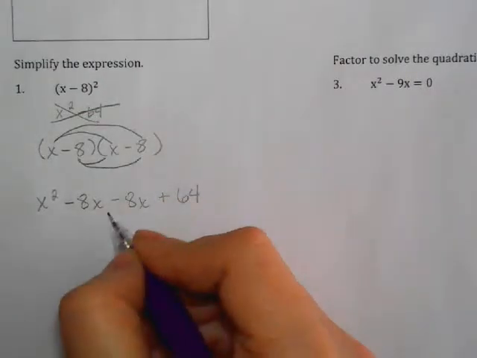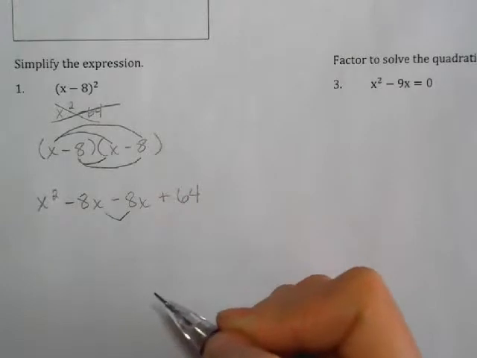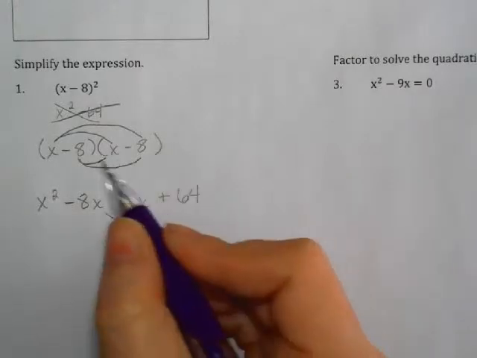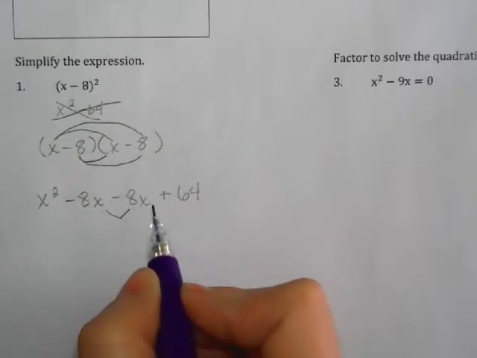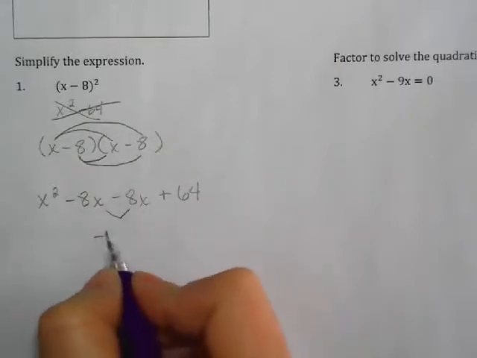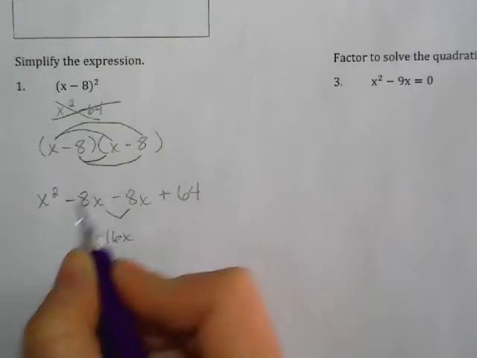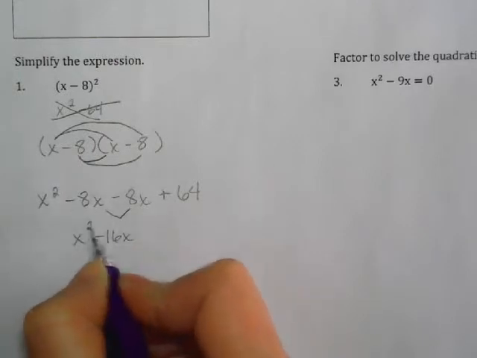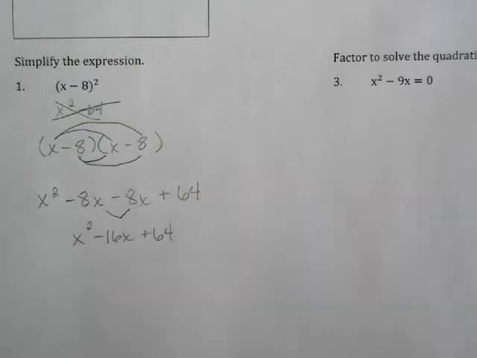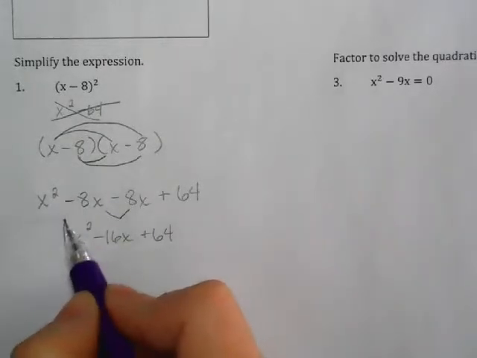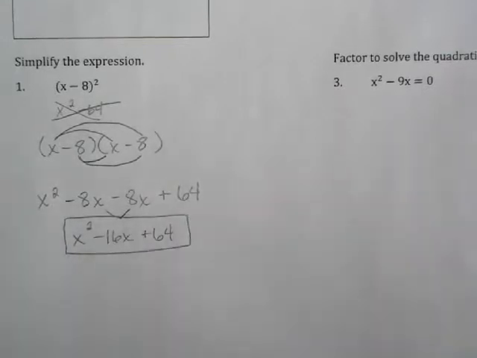And then we combine like terms. So, combine our like terms, negative 8x and negative 8x gives us negative 16x. And we drop everything that we didn't use down. So, x squared and the plus 64. Keep in mind, if you don't start with an equal sign in a problem, you're not going to end with an equal sign. We're not solving anything here, we're just simplifying. So this is our answer right here.